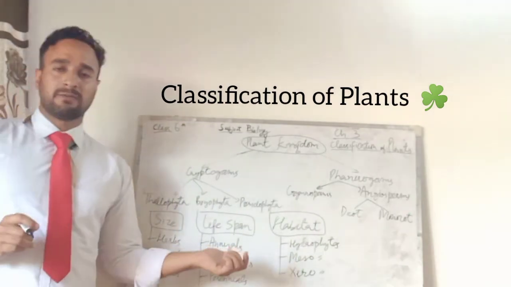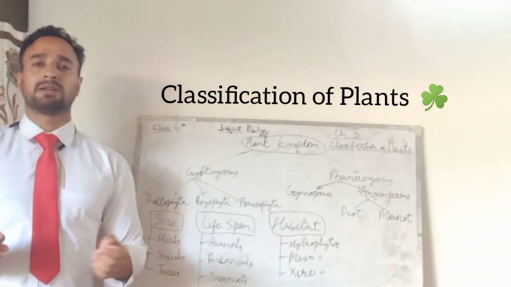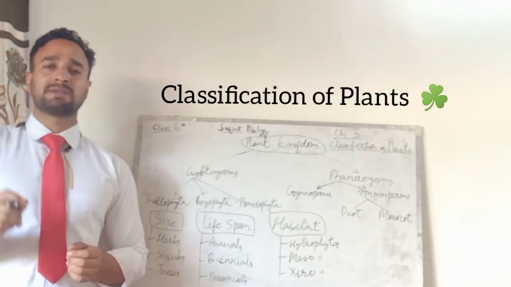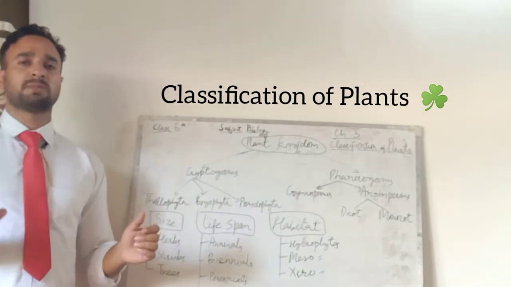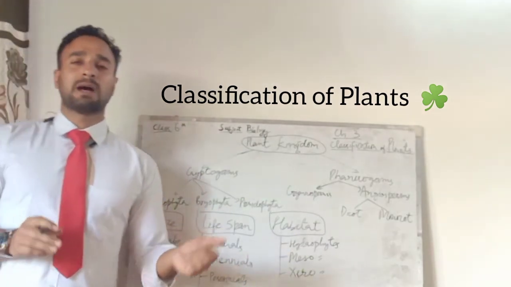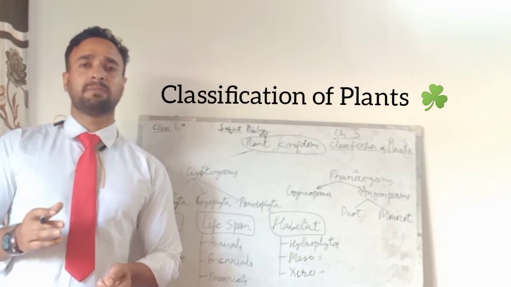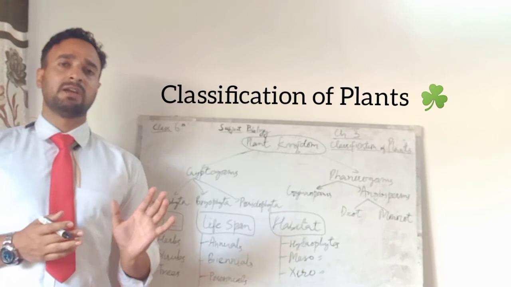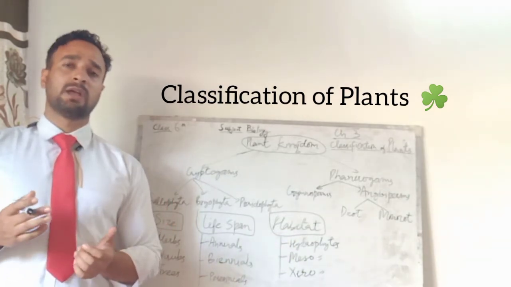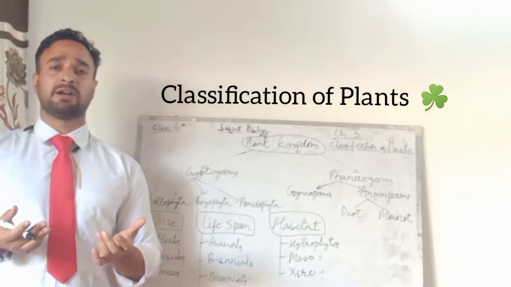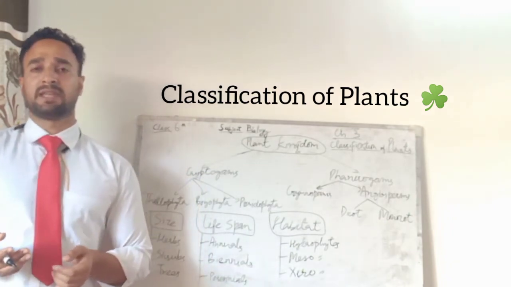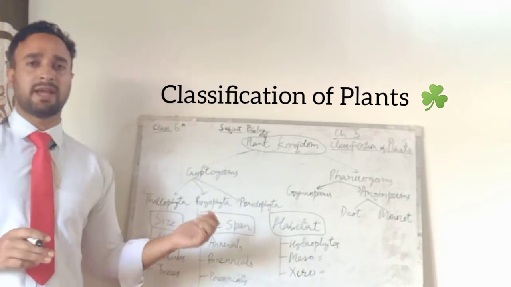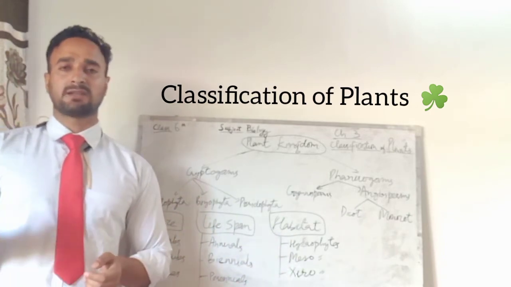In the case of biennials, the complete life cycle takes 2 years to complete. Those plants are called biennials. Examples are radish, turnip, and carrot. What happens in these plants? During the first year, they grow and store food in their underground stem, and in the second year, they produce flowers and fruit, and ultimately they die. The examples are radish, carrot, and turnip.